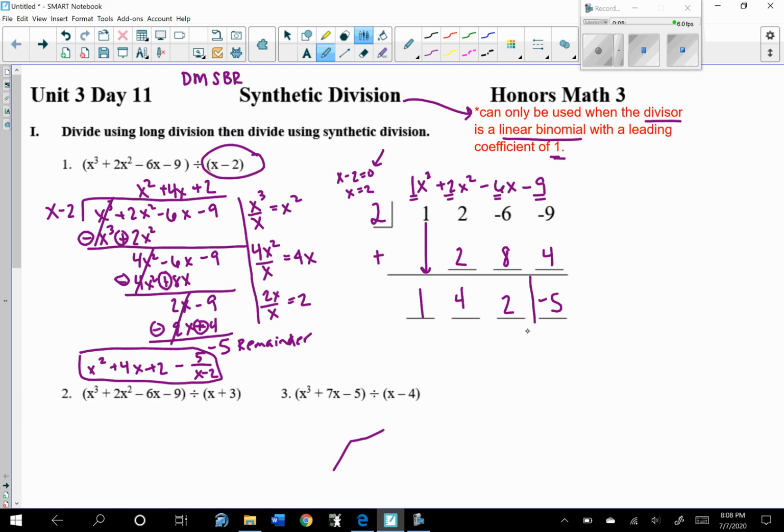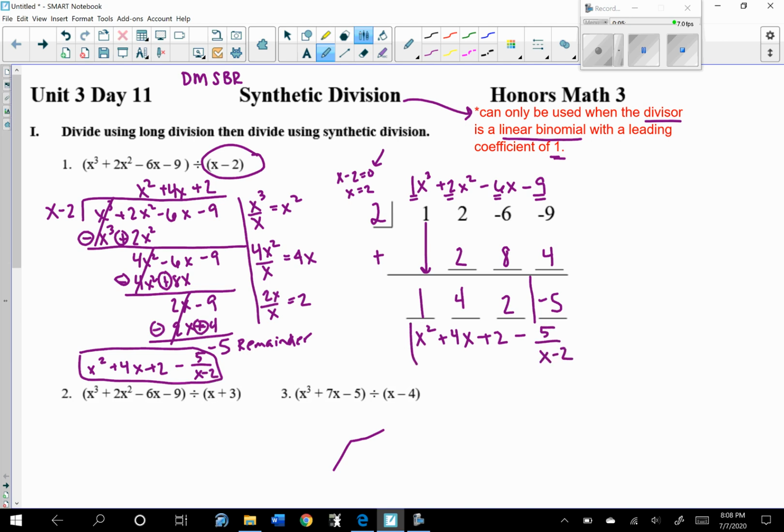So I usually put a line there to remind me it's the remainder. And I have to put my x's back in. So how do I know what to start with? If this is a cubic function, it's always 1 less than your dividend. So 1 less than the dividend power, which is x cubed, would be x squared. So x squared, plus 4x plus 2, and then the last number is always the remainder, so minus 5 over x minus 2.